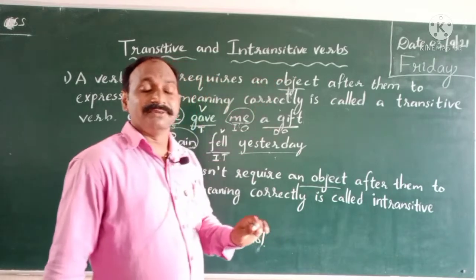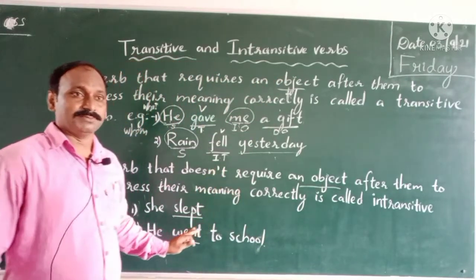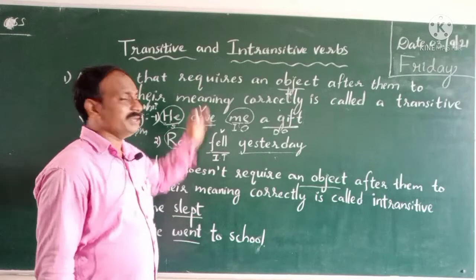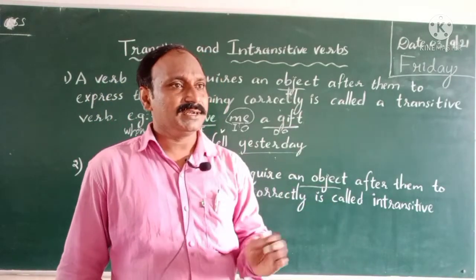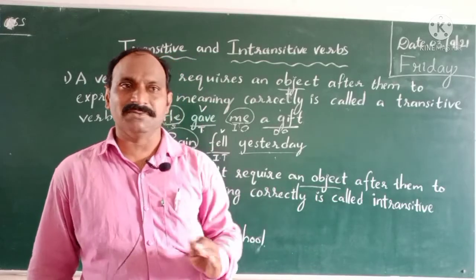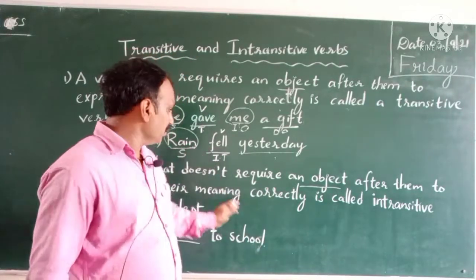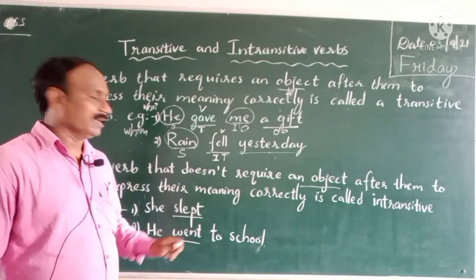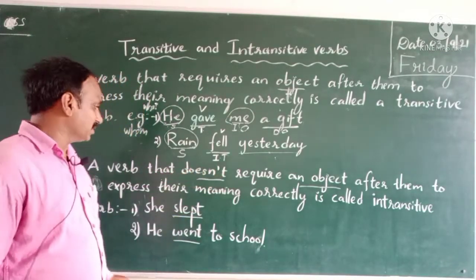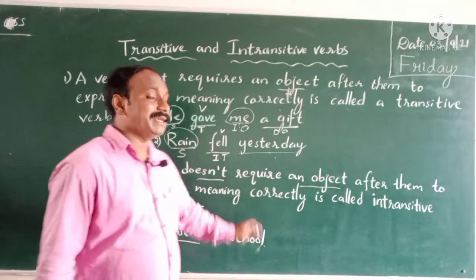So mainly we have to see intransitive verbs. Transitive and intransitive mean what? Transitive means transfer. Action is transferring on someone or something. But here it doesn't transfer. Action is not transferred on anyone or anything. It doesn't require an object to express its meaning correctly.